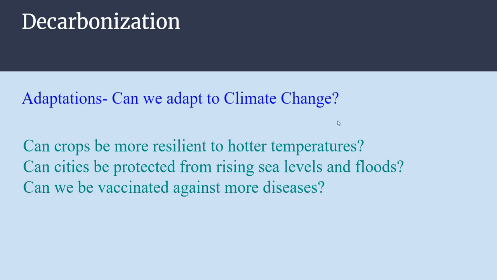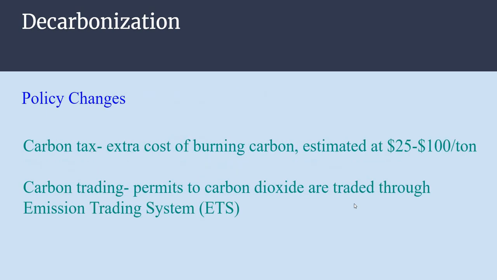Move it inland. We could go ahead and do GMOs, genetically modified crops that can withstand higher temperatures. Or we could come up with new vaccines. One wonders where COVID came from. Does it have something to do with climate change? I don't know. But we could have more vaccines against the diseases. In other words, we could find ways to live with it.